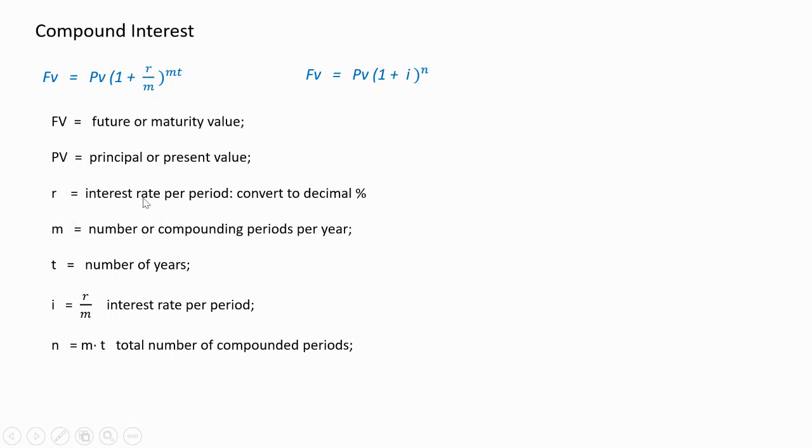The R means interest rate per period, converted to decimal. I already mentioned that. This is new here, guys. This is the only thing that's new: the M, the I, and the N. The M stands for the number of compounding periods per year. I'm going to show you examples of how to know what the M represents. The T is the number of years. The I is R divided by M, the interest rate per period. The N is M times T, the total number of compounded periods. That's your N, okay?